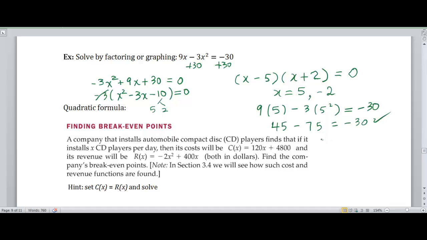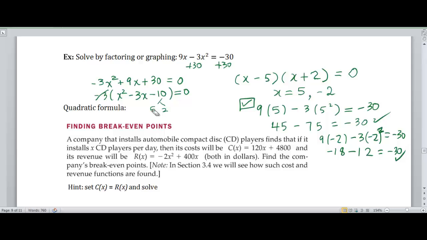And then we can also check negative 2. Plug negative 2 into the original function. So this is just the checking part. Okay. And then you plug negative 2. 9 times negative 2 minus 3 times negative 2 squared equals negative 30. So 9 times negative 2 is negative 18. Negative 2 squared is positive 4, times negative 3 is negative 12. And does that give me negative 30? That works out.